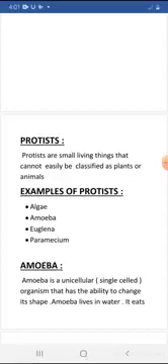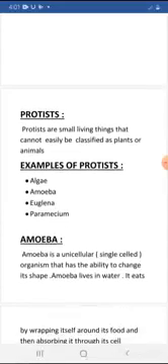We are doing classification of living things and the topic is the protist. Protists are small living things that cannot easily be classified as plants or animals. What does it mean? It means that they have both the characteristics of plants and animals. The plant-like characteristics include that they can make their own food. And the animal-like characteristics include that they can move from one place to another.